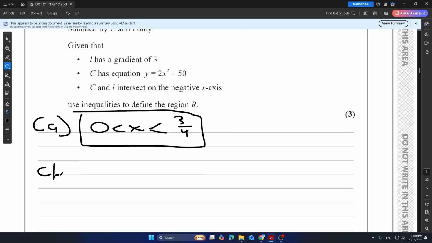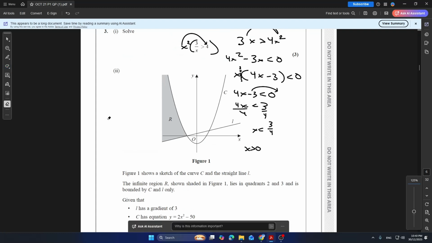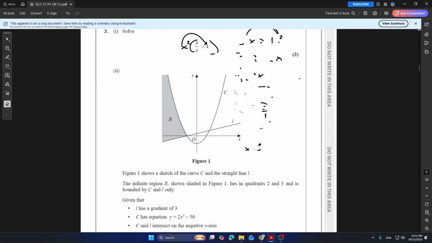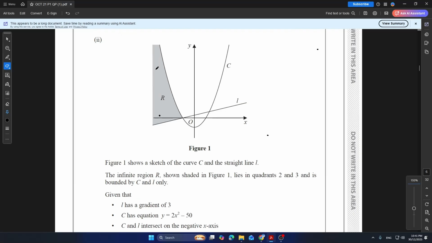Okay, so we'll go to B now. B is giving us a graph, a quadratic. So let me delete this part, because it's distracting. Okay, so we have here graphs, or no, it's just two graphs. So we have a positive quadratic, and we have a linear, which is a straight line. So these are the two curves. Now we know that there is this region R, which, as you can see, is shaded.